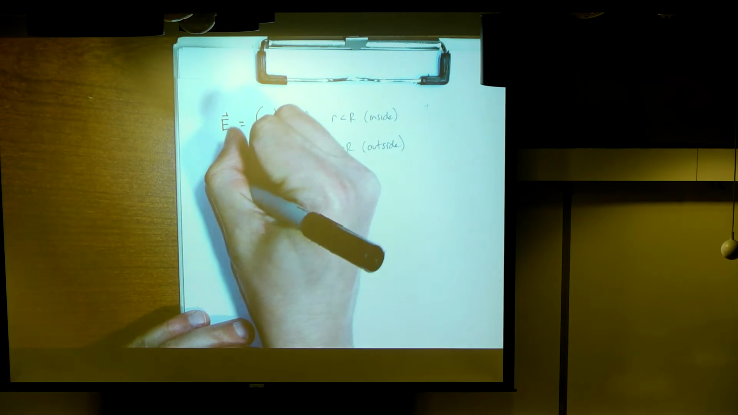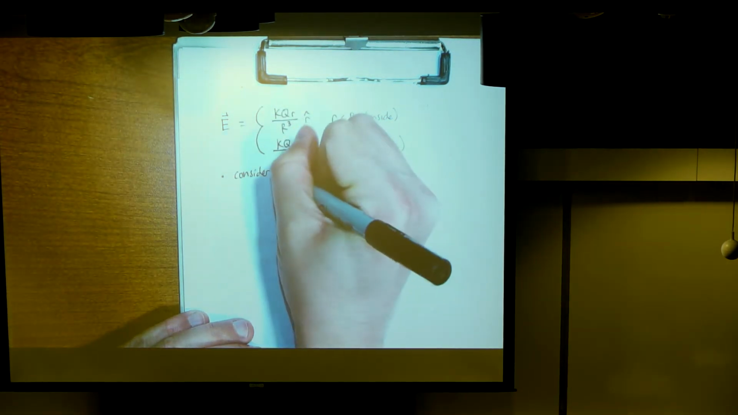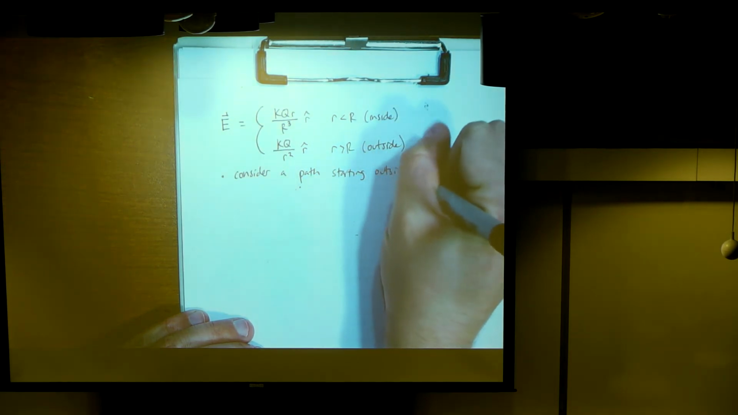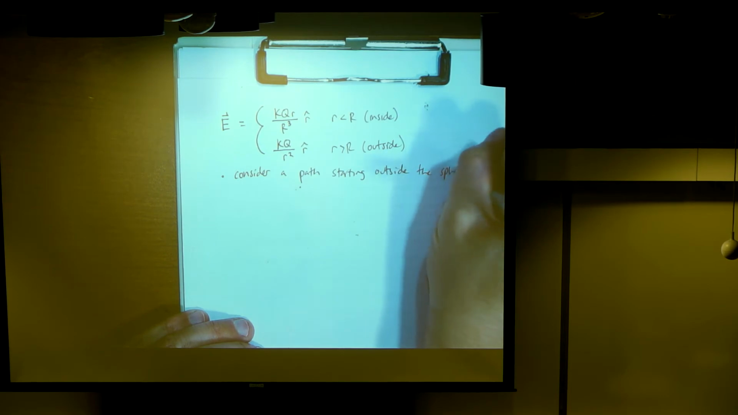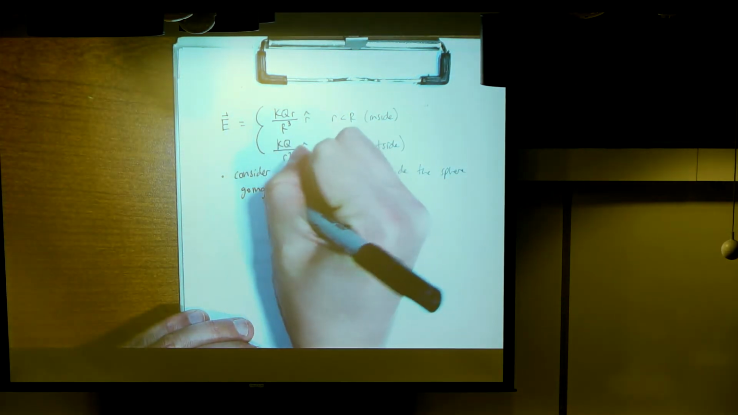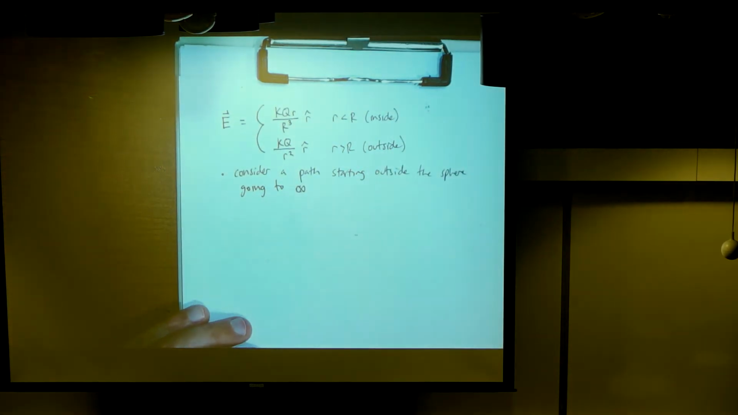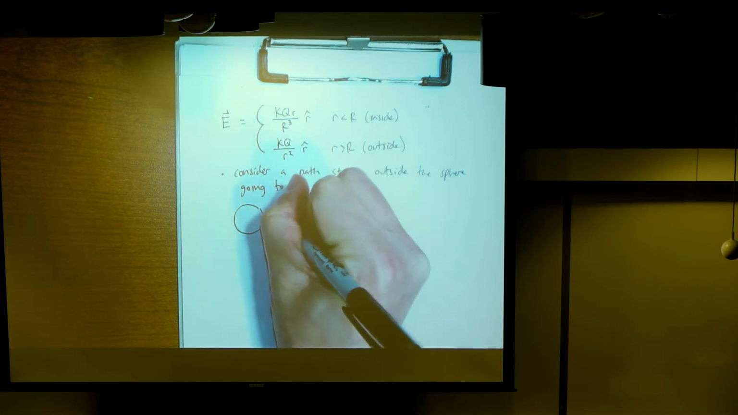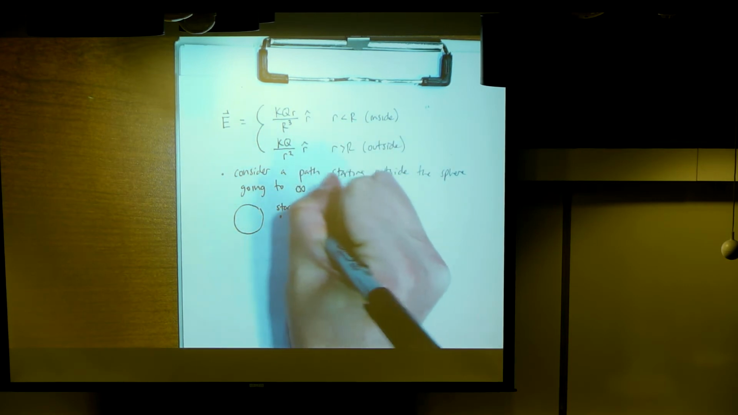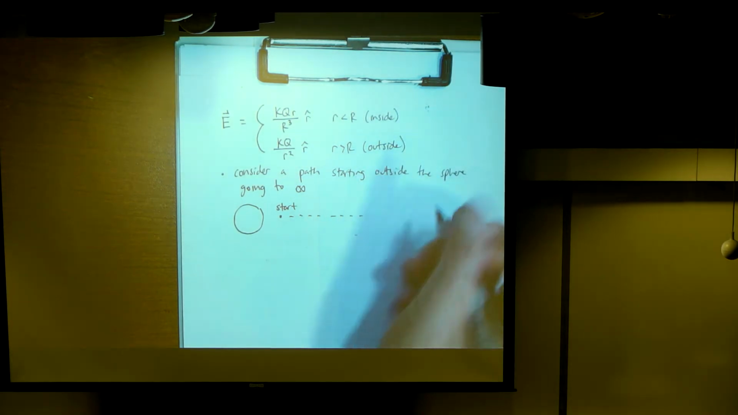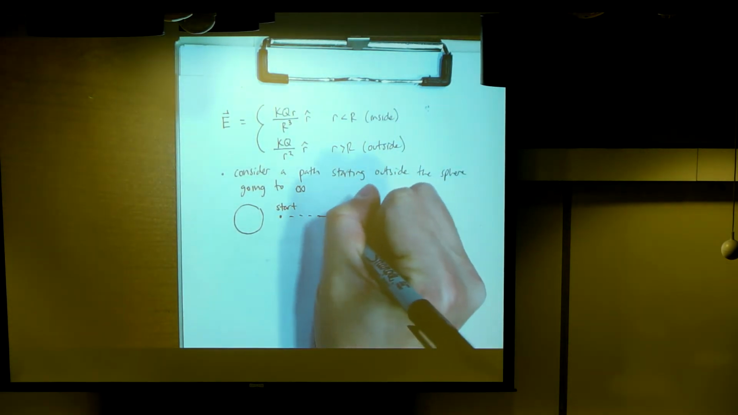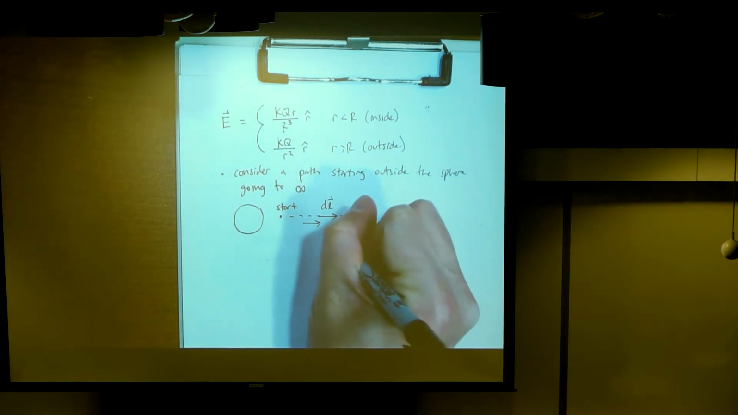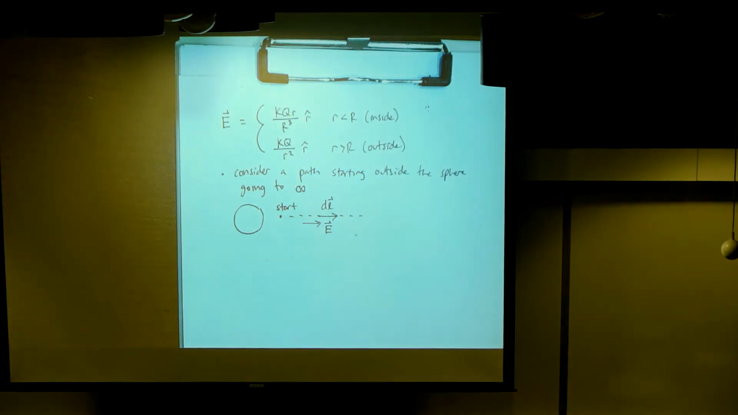All right, so here we go. Consider a path starting outside the sphere and then going all the way to infinity. Okay? So just to remind you what that looks like, here's our charged sphere. We're going to start some point outside, and then we're just going to integrate all the way to infinity. Okay? So there's our DL for this path. And then remember the E field is basically going to be pointing in the exact same direction, pointing radially outwards in this way.